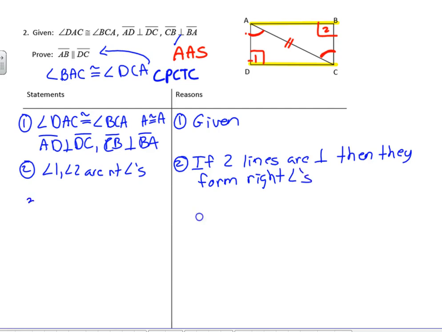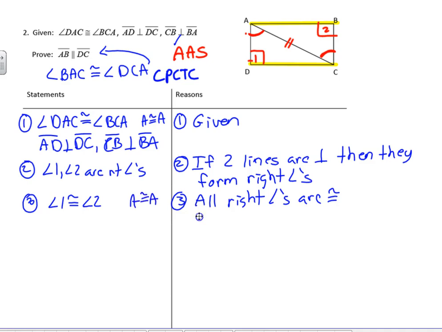From our proof terminology sheet, we know the next thing we can say is angle 1 is congruent to angle 2, and the reason is all right angles are congruent. Okay, so we set another angle congruent to an angle. Now we got to get the side. Two parts of our plan is done. So the side is going to be AC is congruent to AC, and that is by the reflexive property. Okay, one of our freebies.